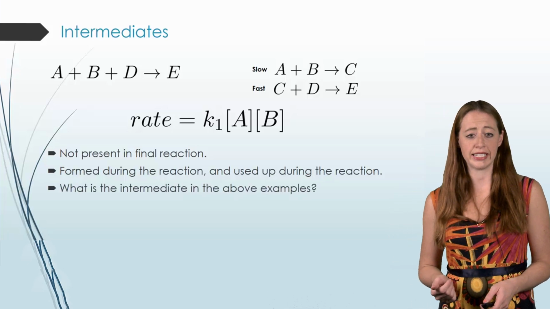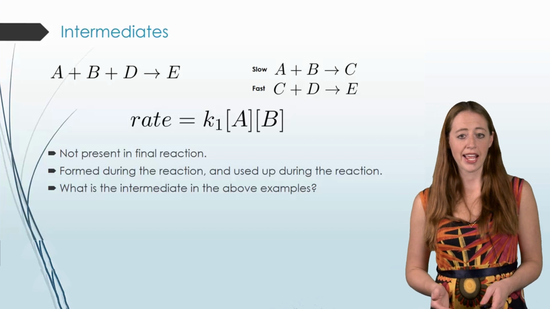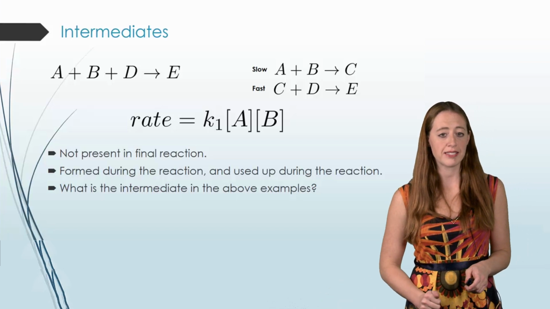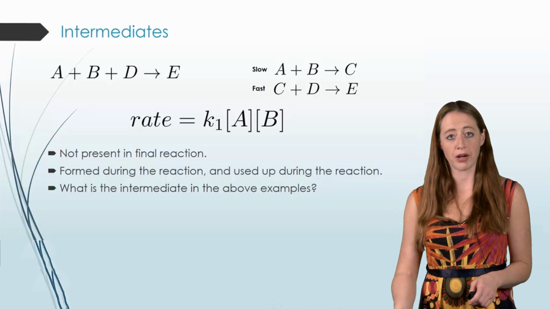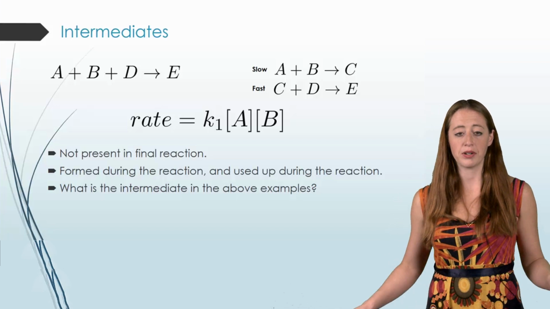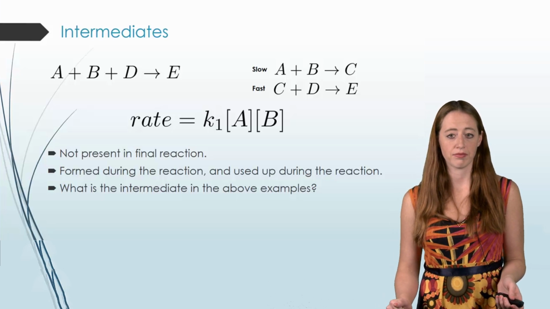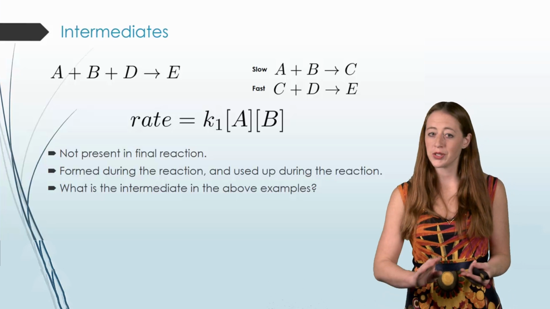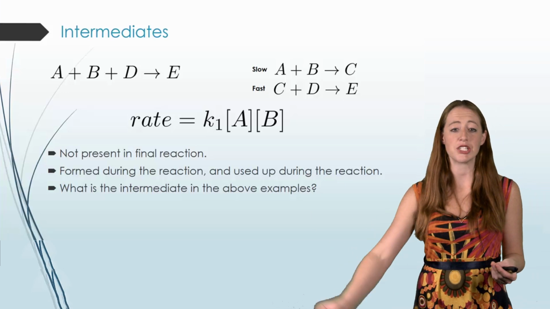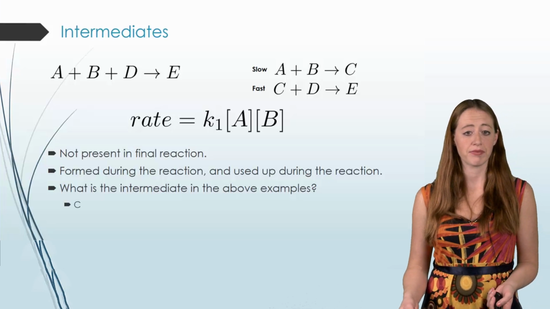What is the intermediate here? So take a second and look at what species, and I kept it really general, what species here is formed as a part of the reaction, used up as a part of the reaction, and therefore is not written in the final equation. So you see that in the first part, we have A plus B goes to C, but then C gets used back up again. And so here, C is our intermediate.